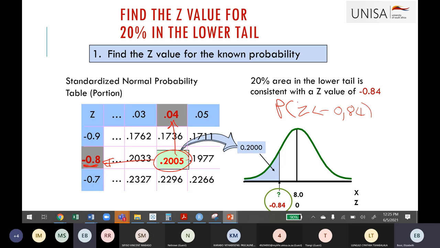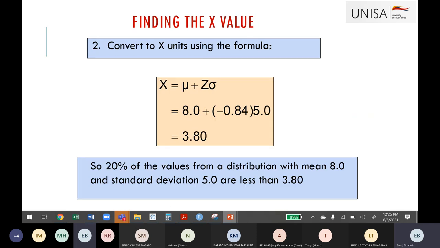0.84. And because we know what the formula of z is, that formula is x minus the mean divided by the standard deviation. We can just make this equal to minus 0.84, because that is our z value. We can just replace it and then solve for x. And that's what we have done. We solve for x and we found that it is 380.